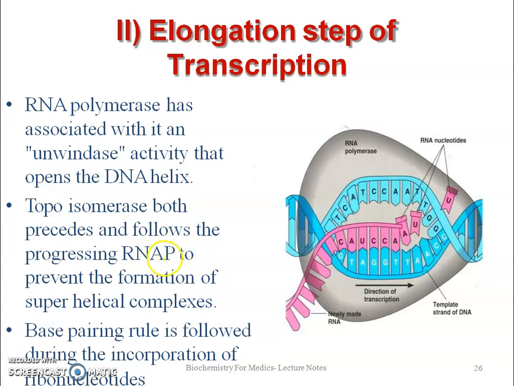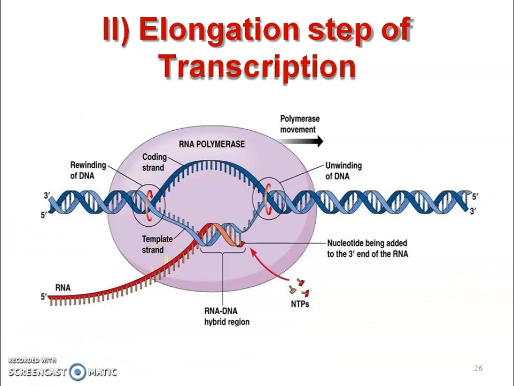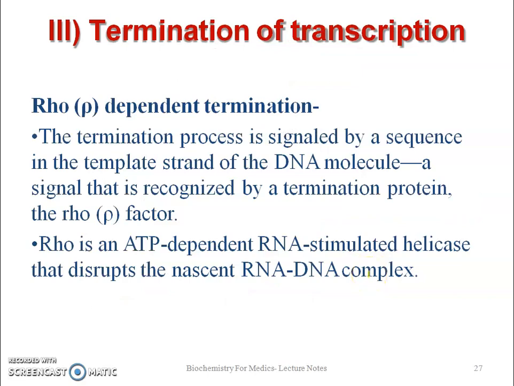Base pairing rule is followed here, and then in elongation, you can see here the red one is the RNA which is built, and this is a nascent RNA or hnRNA. Okay, so this hnRNA should undergo more changes. Here the nucleotides are coming and joining. Nucleotides are being added to the 3' end of the RNA. This is a template strand. This is the bubble formed. Unwinding of the strand occurs here also, and the polymerase is moving towards the termination. And then termination starts here.